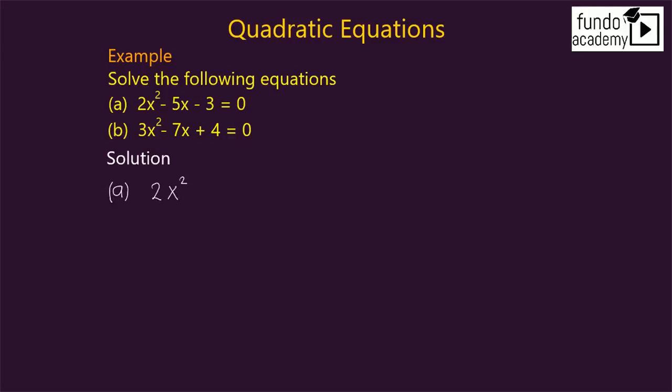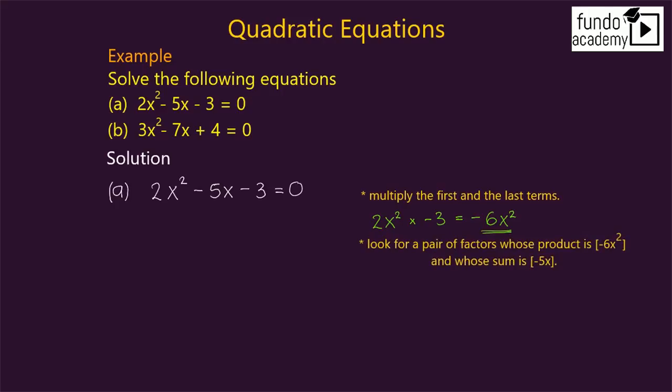On A we have 2x squared minus 5x minus 3 equal to 0. The first thing we do is we multiply the first and the last terms. Now our first term here is 2x squared, and our last term here is negative 3, and the product of 2x squared and negative 3 will come out as negative 6x squared. Next, we look for a pair of factors whose product is negative 6x squared but whose sum is the middle term, which is negative 5x. So now we're looking for a pair of factors of negative 6x squared.